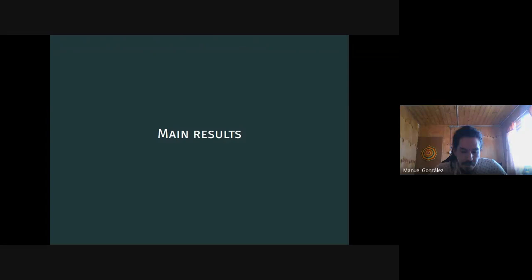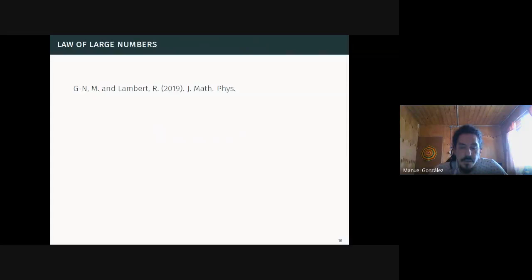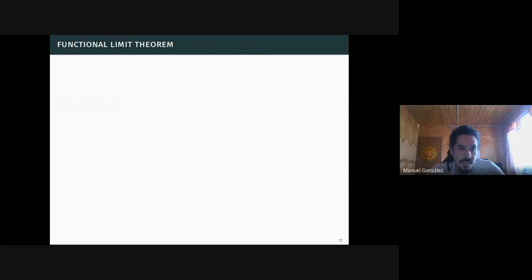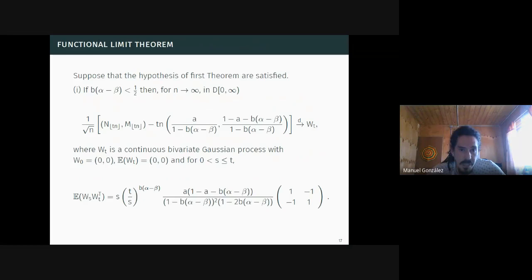Okay, the main results for this model associated to the opposite opinions are related to the characterization of the asymptotic behavior. In this paper, we first prove a law of large numbers. I mean, we were able to prove that the proportion of opinions converges almost surely to this quantity that of course depends on the parameters in the model. And there is also a phase transition in a similar sense to the elephant random walk. We have a functional limit theorem in the case of diffusive behavior and in the critical case.